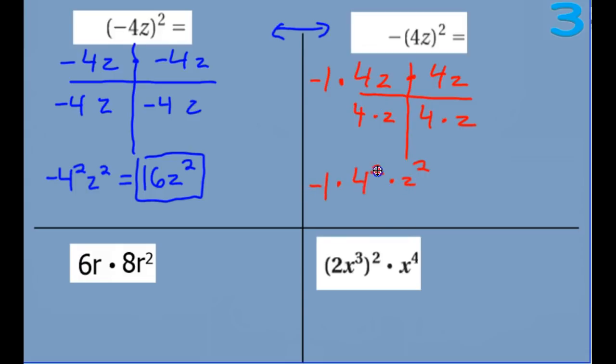So what we have here is 4 squared, so 16, and z squared, so we can write z squared. But we also have a times negative 1, so anything times negative 1 is just going to be the negative version of that number. So negative 16z squared. So this answer is different than this answer over here.